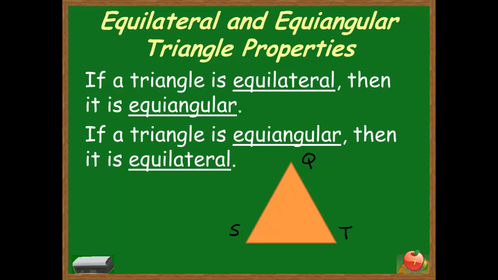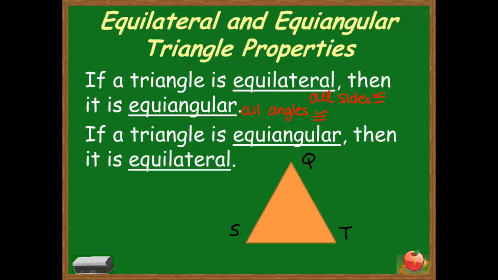All right, so this is our last theorem or property for this set of notes. Go ahead and write it down. This one is about equilateral and equiangular triangles. Write those two sentences, draw the picture, and then we'll go ahead and talk about them. Alrighty, if a triangle is equilateral, which means that all sides are congruent, then we know that it's equiangular, which means all angles are congruent.